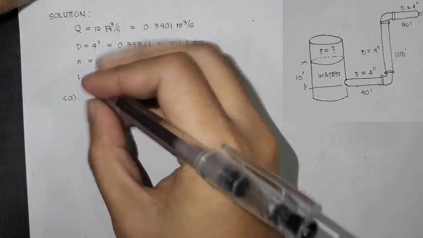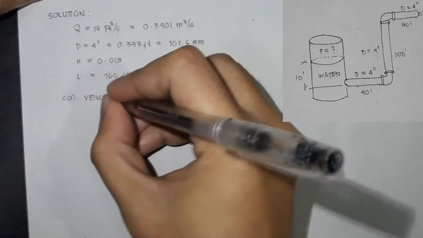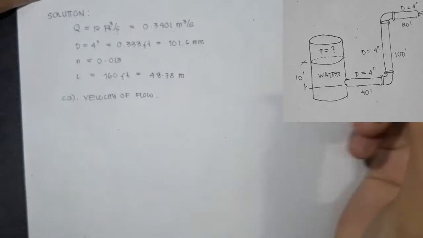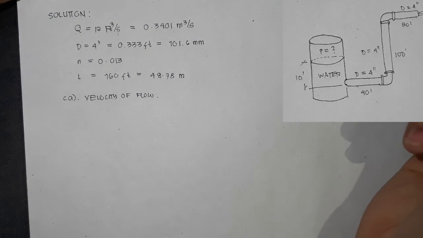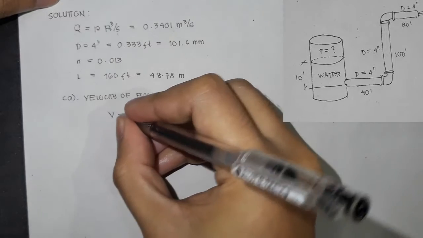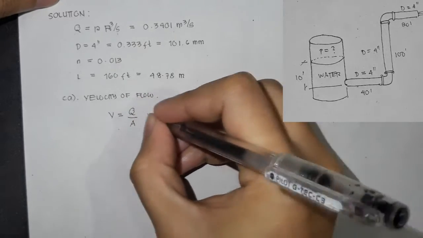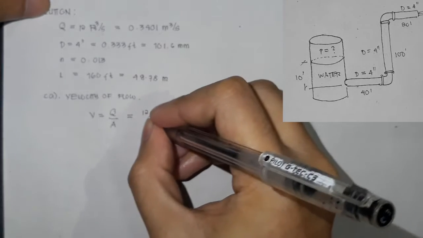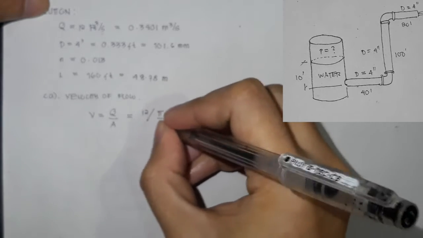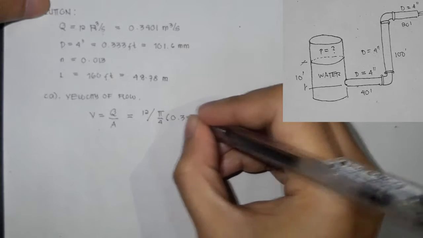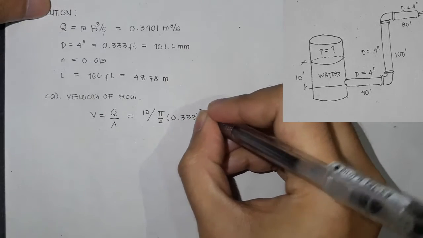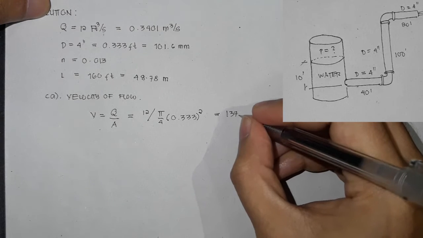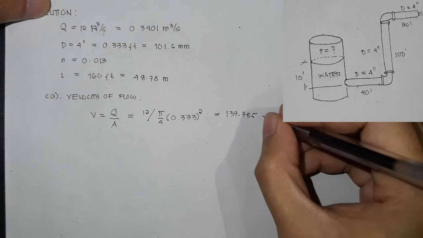The first thing we need to do is to determine the velocity of flow. In order to find the velocity of flow, we have a formula for our discharge, which is equal to area times velocity. Then the velocity can be derived from that formula: velocity equals discharge over area. This is equal to 12 divided by pi over 4 times 0.333 feet squared, which is equal to 137.785 feet per second.